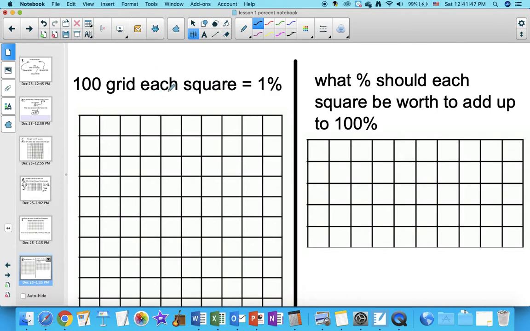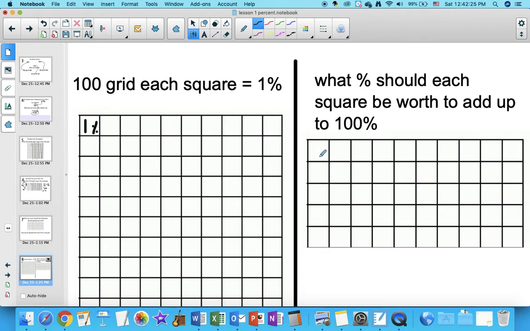Each square represents 1%. Well, what percent should each square be worth when we add up to 100, right? So this is another way to visualize it. If we have 100 squares and a percentage is always out of 100, well, one square represents 1%. So every time I color in a square, I've colored in 1%. With this one, you have 50 squares. Well, what should each square add up to? So all the squares need to add up to 100 because, again, a percent is always out of 100.